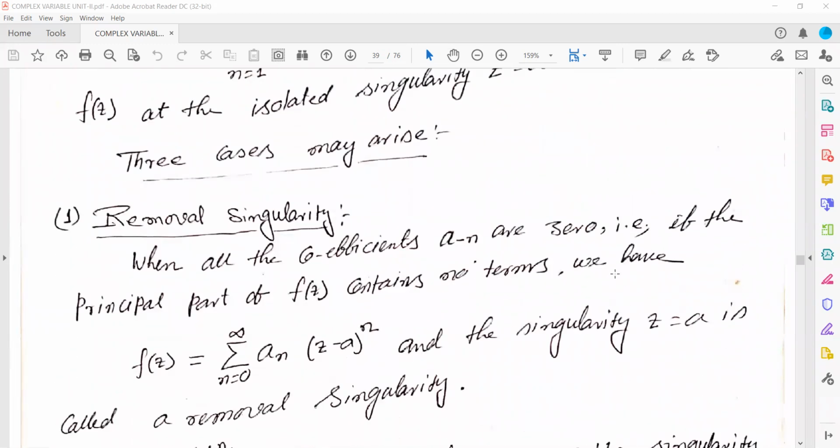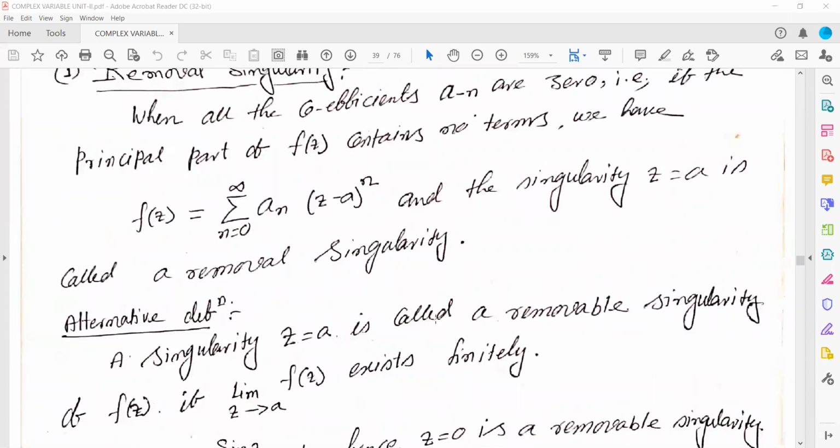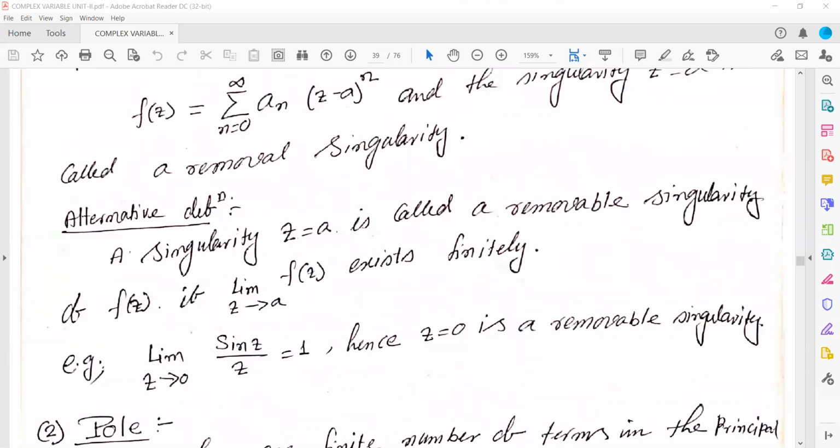So thus we have f(z) equal to the sum from n equal to 0 to infinity of a n (z minus a) to the power n. And the singularity z equal to a is called a removable singularity. If the coefficients a minus n are all 0, then f(z) will look like this only, and then z equal to a is called a removable singularity.